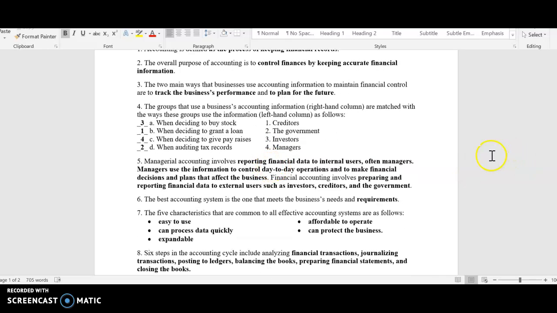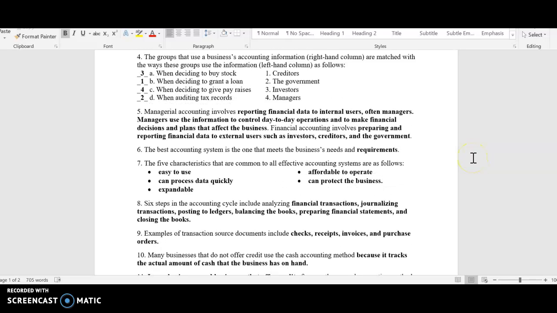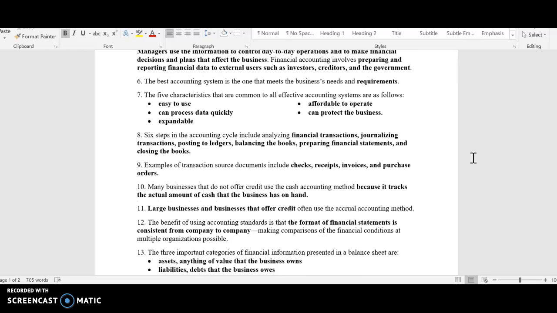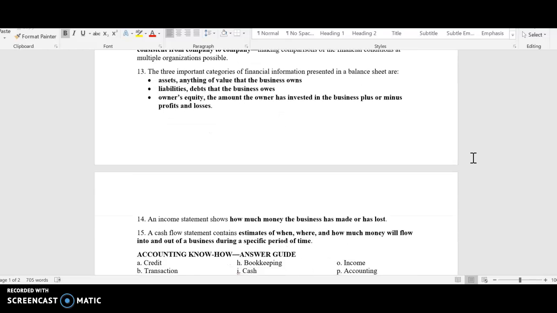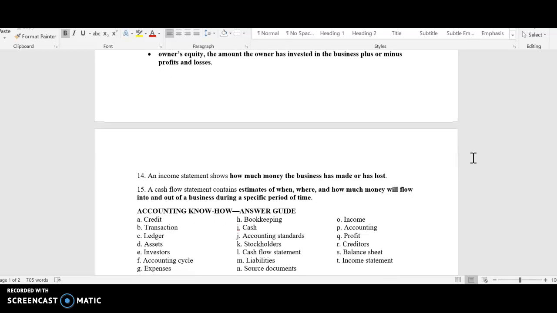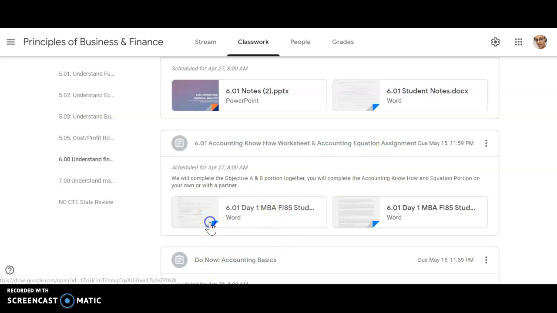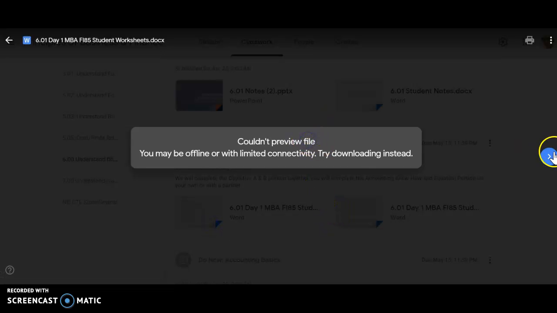And again, the majority of these are just fill in the blank, answering some questions, things of that nature. So 5, 6, and 7 is what we were looking at. And like I said, A and B were pretty much these portions here. I'm going to stop right here at the accounting know-how because that is the remainder portion that you're going to be required to do. Let me pull that up separately so you can see. Oh, it's not working.